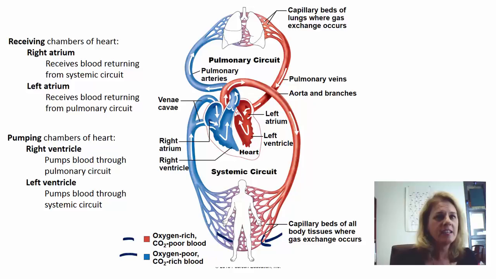So remember, your receiving chambers are the atria. Okay, so the right atrium is receiving blood from the systemic circuit, the left atrium is receiving blood from the pulmonary circuit. Your pumping chambers are the ventricles. The right one is pumping blood to the lungs through the pulmonary circuit, the left ventricle to the body through the systemic circuit.